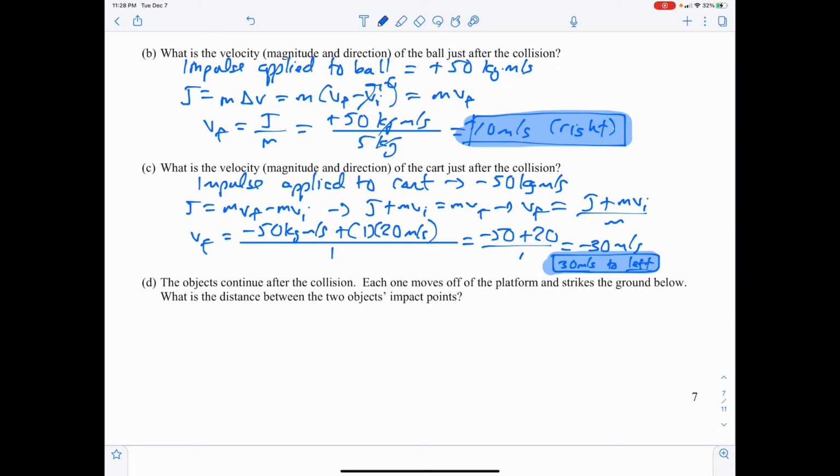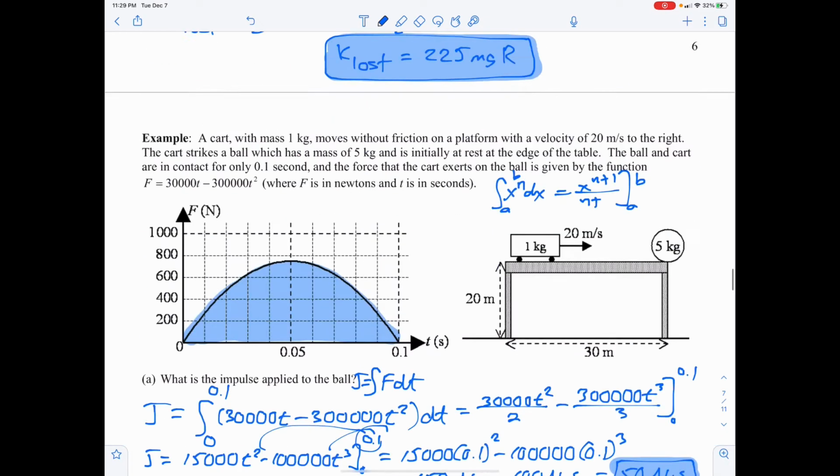Okay, the objects continue after the collision. Each one moves off the edge of the platform down below. What is the distance between the two objects from the point of impact? So basically, here's what's going to happen.